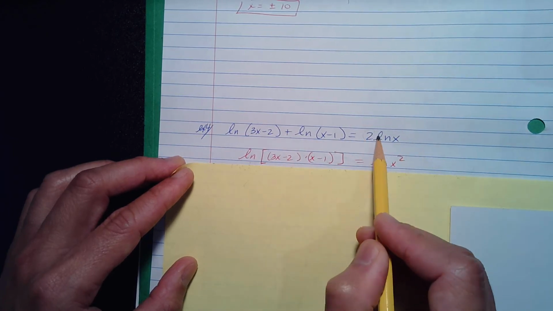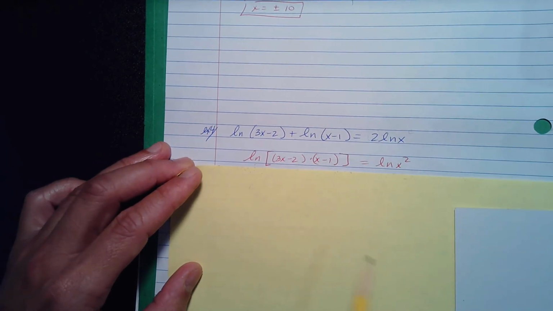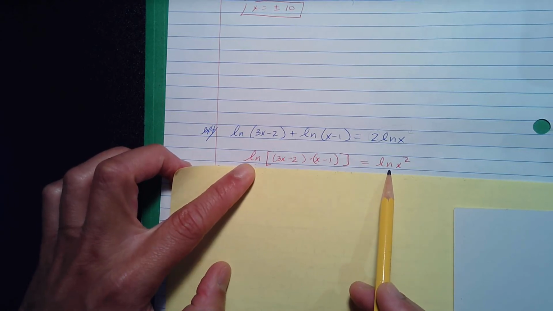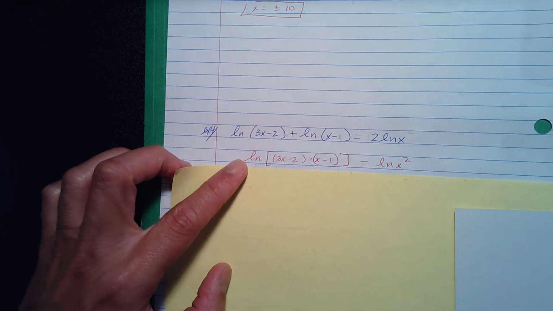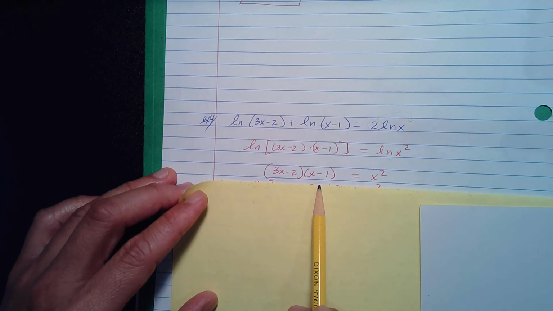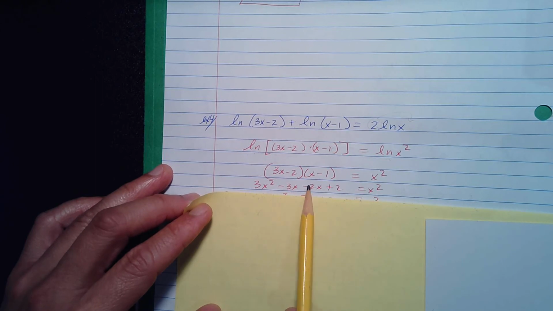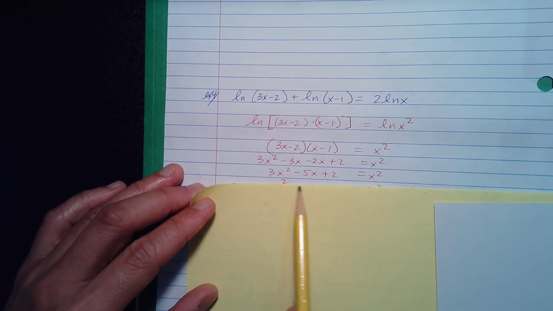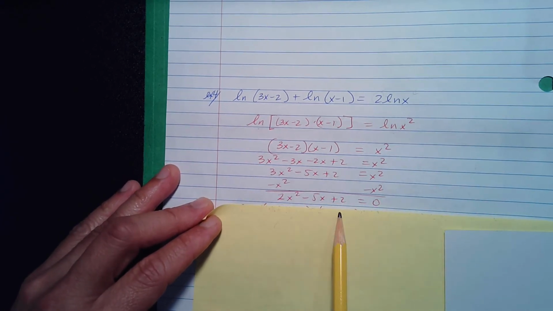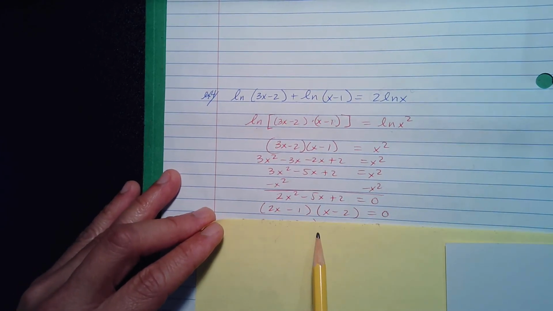What I did was I moved the 2 into the exponent. So since these are the same, remember, if these are the same from the front of the page, we could set this equal to this. So now we have the quantity 3x minus 2 times the quantity x minus 1 equals x squared. Distribute, combine like terms, subtract x squared from both sides. We have 2x squared minus 5x plus 2. From there we'll factor and solve.